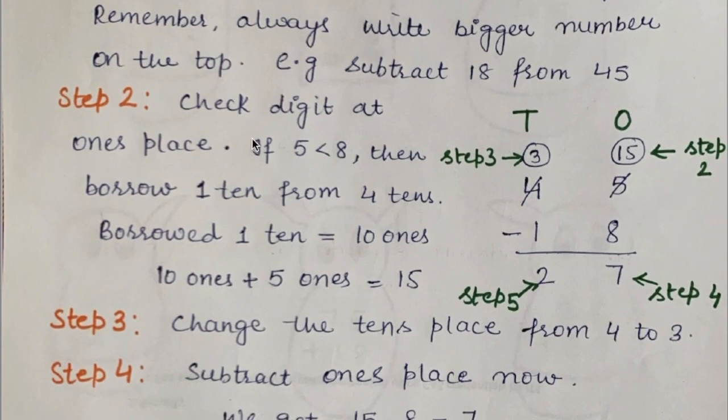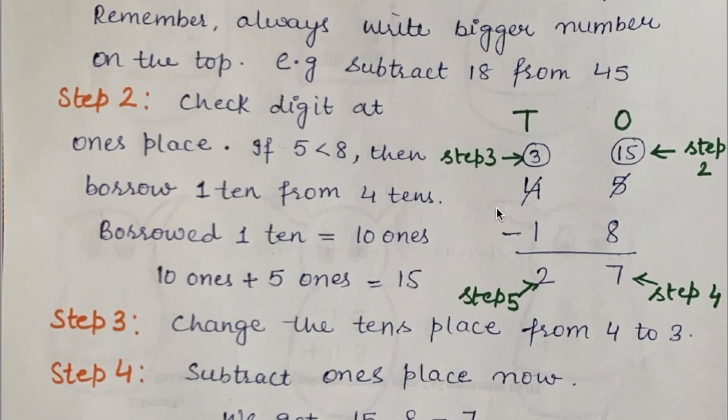In the second step we need to check the digit at the ones place. Here we have 5 and 8. We need to subtract 8 from 5, but 5 is less than 8. Then how can we subtract 8 from 5?